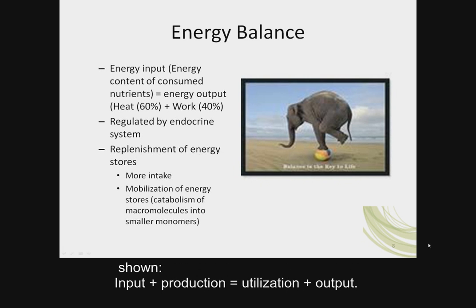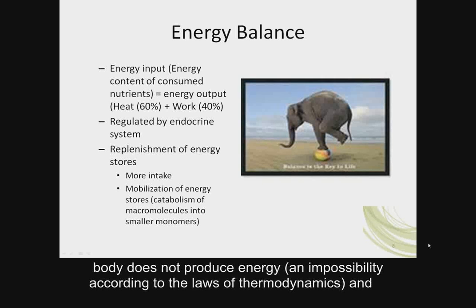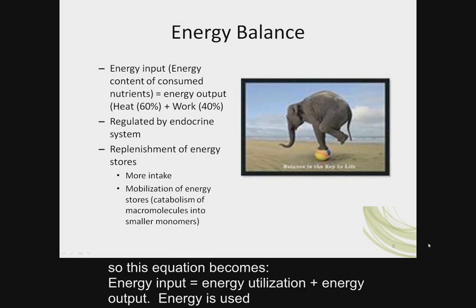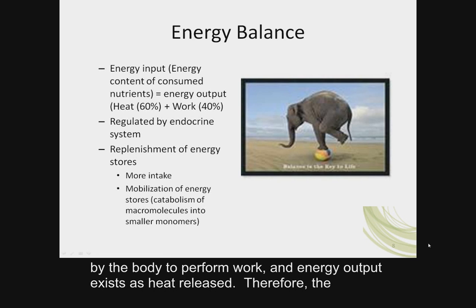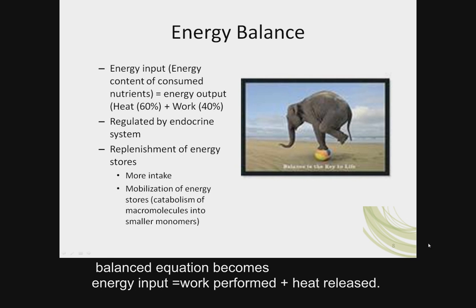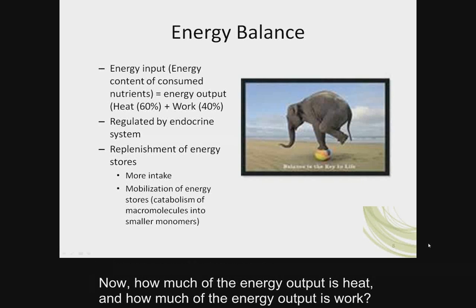In terms of energy balance, the body does not produce energy, an impossibility according to the laws of thermodynamics, and so this equation becomes energy input equals energy utilization plus energy output. Energy is used by the body to perform work, and energy output exists as heat released. Therefore, the balanced equation becomes energy input equals work performed plus heat released.